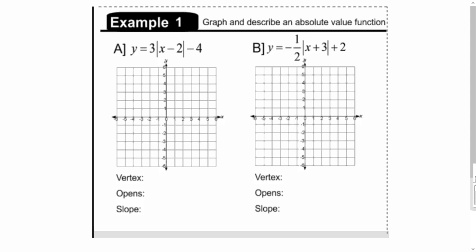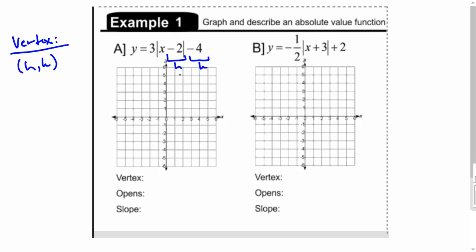All right, so it says to graph and describe an absolute value function. If we're going to graph this, the very first thing I need to do is identify where my vertex is. I know that my vertex is always located at the point (h, k), so I need to identify h and k within each problem. This right here is where h comes from, and this right here is where k comes from.